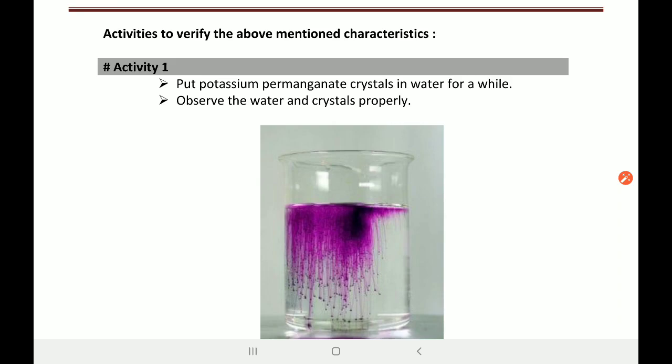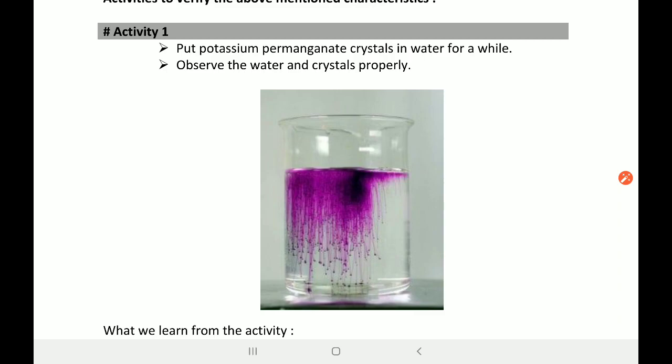You have to put potassium permanganate in a glass full of water. So here is the water. I'll show you the video as well, but before that I want you to understand what exactly you're going to observe. When potassium permanganate is put into the water, we are not going to stir it in the beginning. We just allow the potassium permanganate to dissolve all by itself into the water. When it goes down, it is giving color to the water.